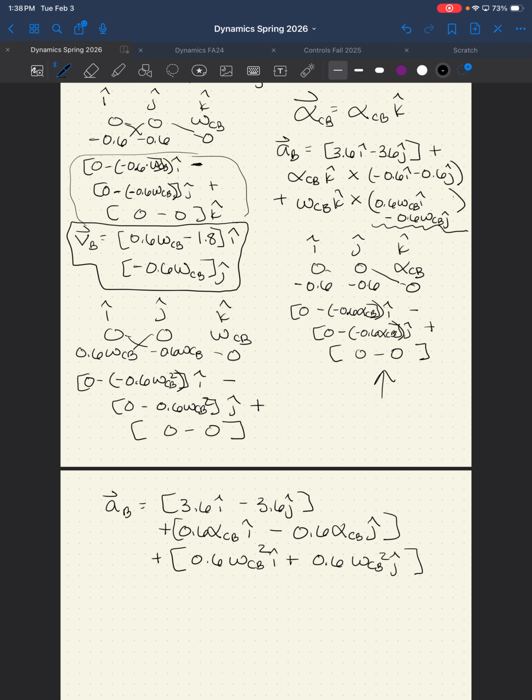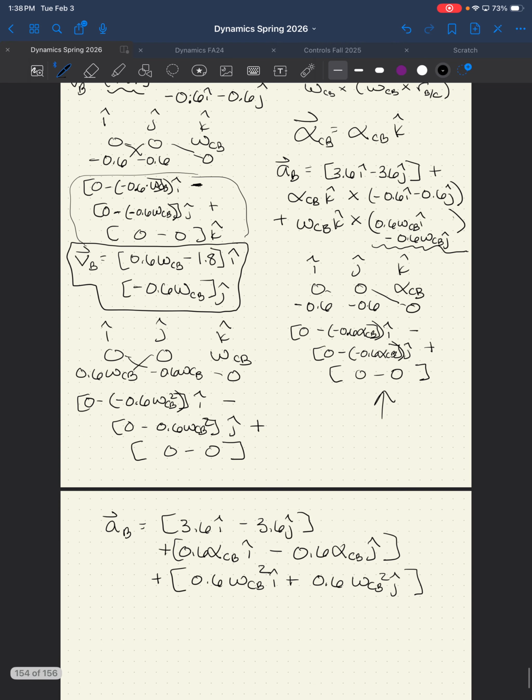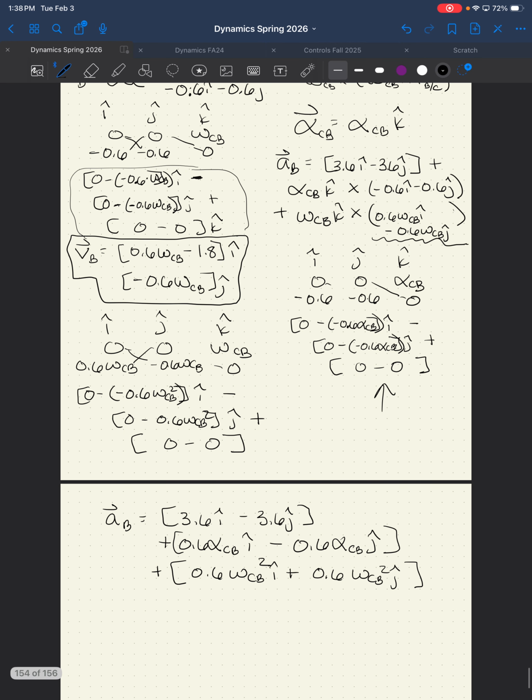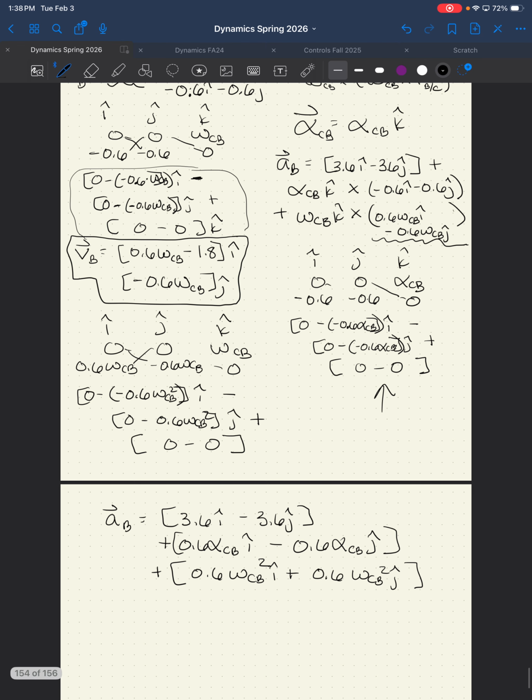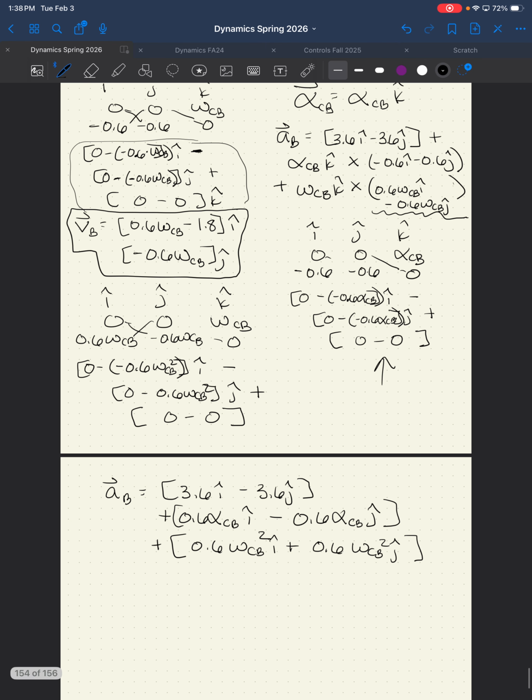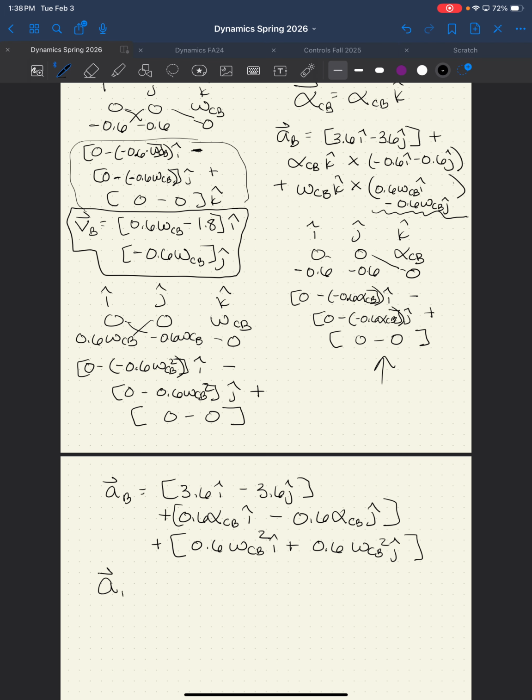What's the velocity of A? Zero. It's pinned to the ground. What's the acceleration of A? Zero. It's pinned to the ground. Whew. We at least get some sort of simplification.